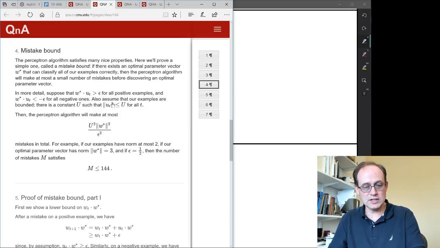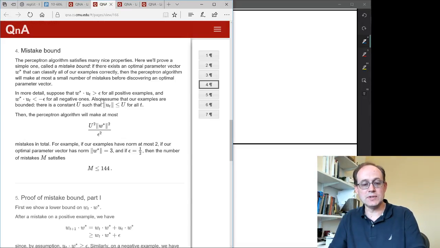So the assumptions we're going to make: we assumed that there was a W star that classified everything correctly. That means that there's some lower bound epsilon bigger than 0, such that W star dot UT is bigger than epsilon for all positive examples, and it's less than minus epsilon for all negative examples. So it's bounded away from 0.